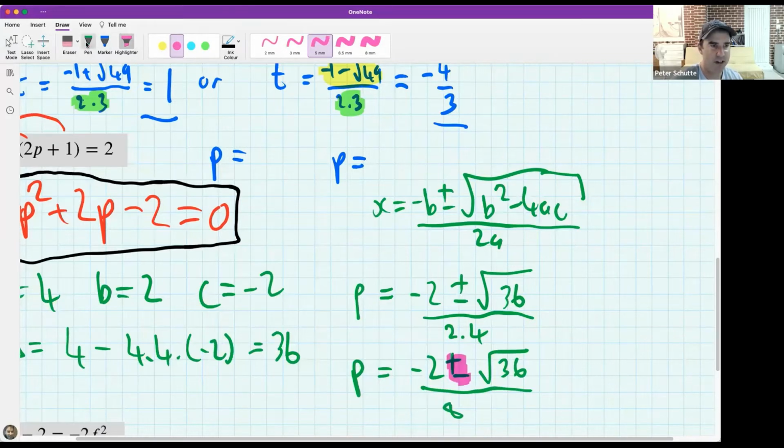At the very end, I'm going to go -2. Now what's the square root of 36? It's 6. So -2 plus 6 divided by 8, and I get P is equal to 1/2. The next one, -2 minus 6 divided by 8, is going to be -1. And so my two answers were 1/2 and -1.